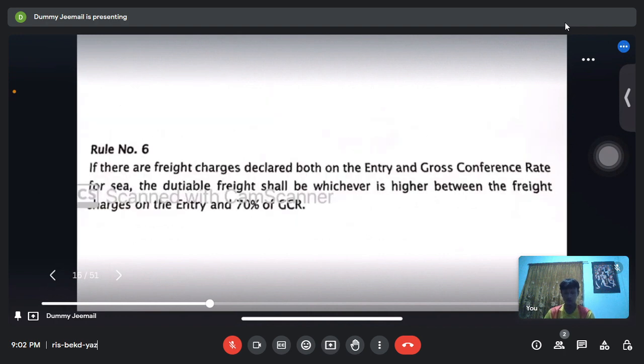Next, rule number 6. If there are freight charges declared both on the entry and a gross conference rate for C, the dutiable freight shall be whichever is higher between the freight charges on the entry and 70% of GCR. In rule number 6 we have both the entry and the gross conference rate, so to identify which to use, we go with whichever is higher between the two.